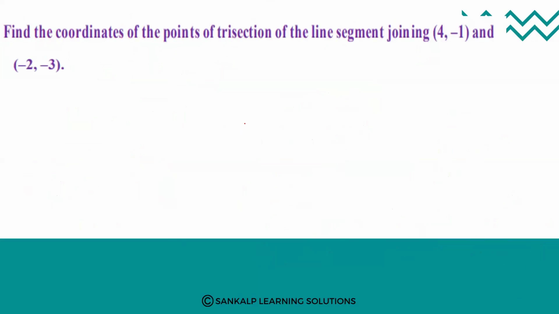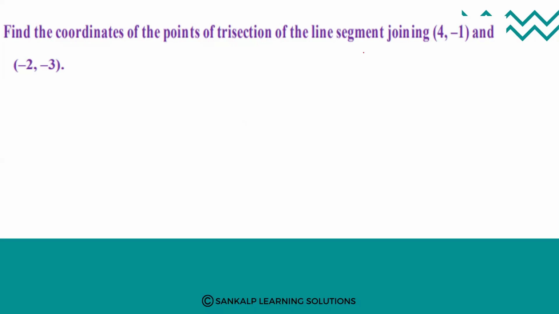Yes, this is also an important question. Find the coordinates of the points of trisection of the line segment joining (4, -1) and (-2, -3). So first we need to understand what we mean by trisection. This is an important question.